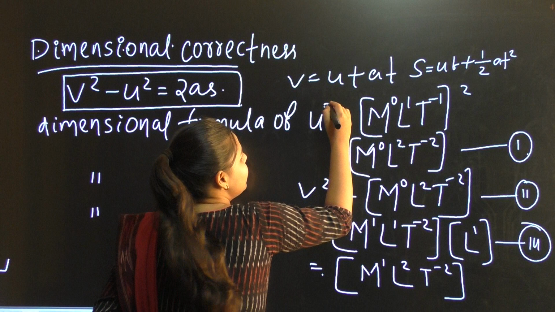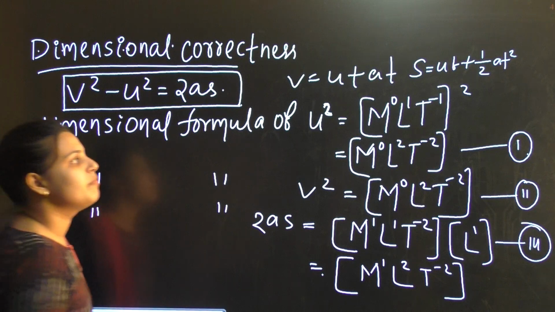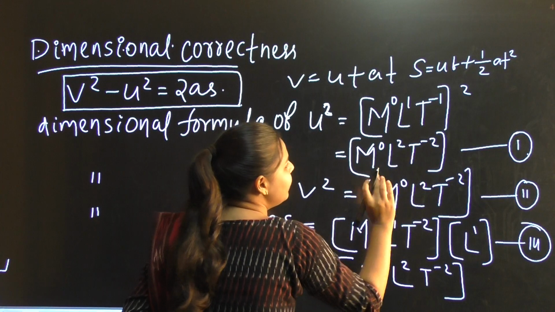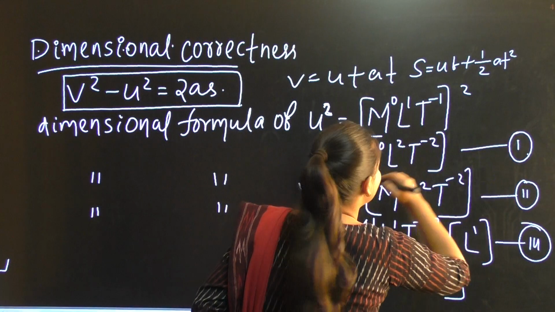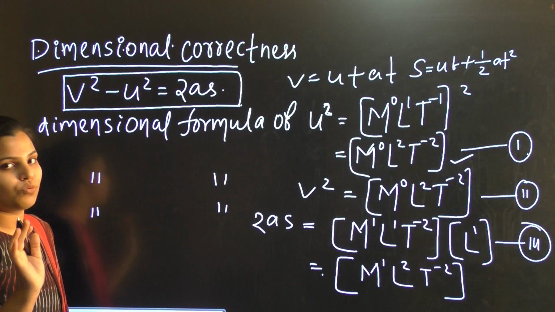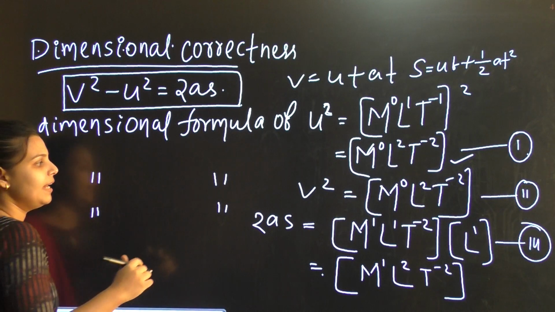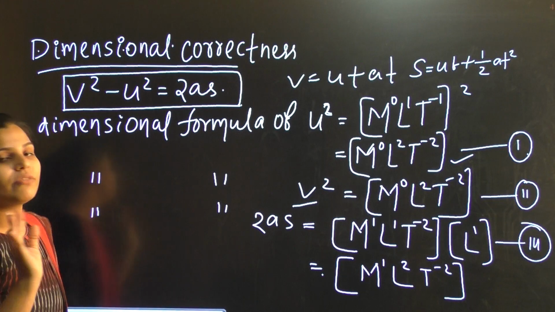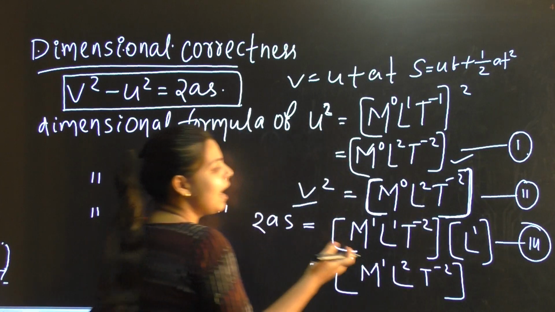Then as there is a power of 2, we put that power 2. Now simplify, multiplying the power into the powers of L and T, because M is 0. Then the final formula is M0 L2 T minus 2. This is the dimensional formula of V square or U square. Next come to V square. This is also the final velocity, so it is also a velocity and has the same dimensional formula. I write it directly.